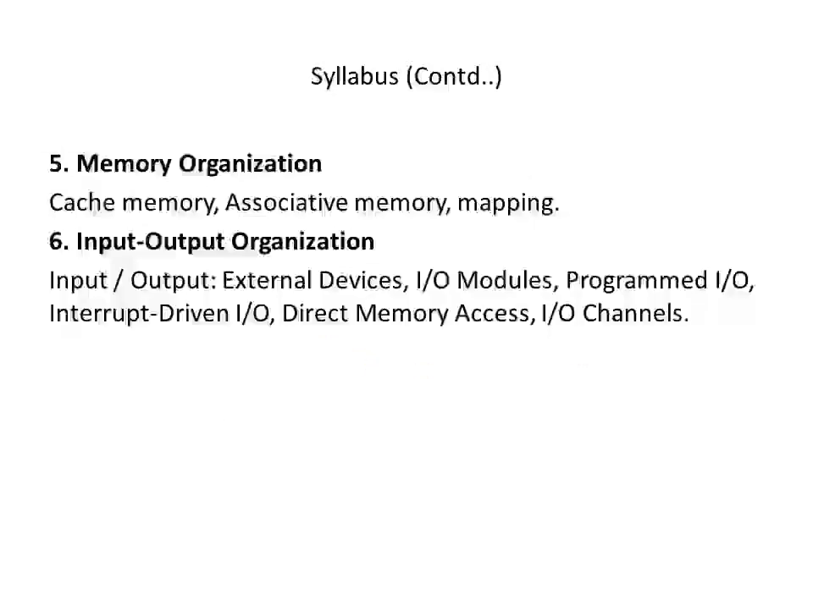Next is memory organizations. There are various types of memories, and how they are organized. Then input output organizations. There are various types of input output devices and how they interact with the computer system using interfaces, that is, IO modules. We will discuss this in this unit.